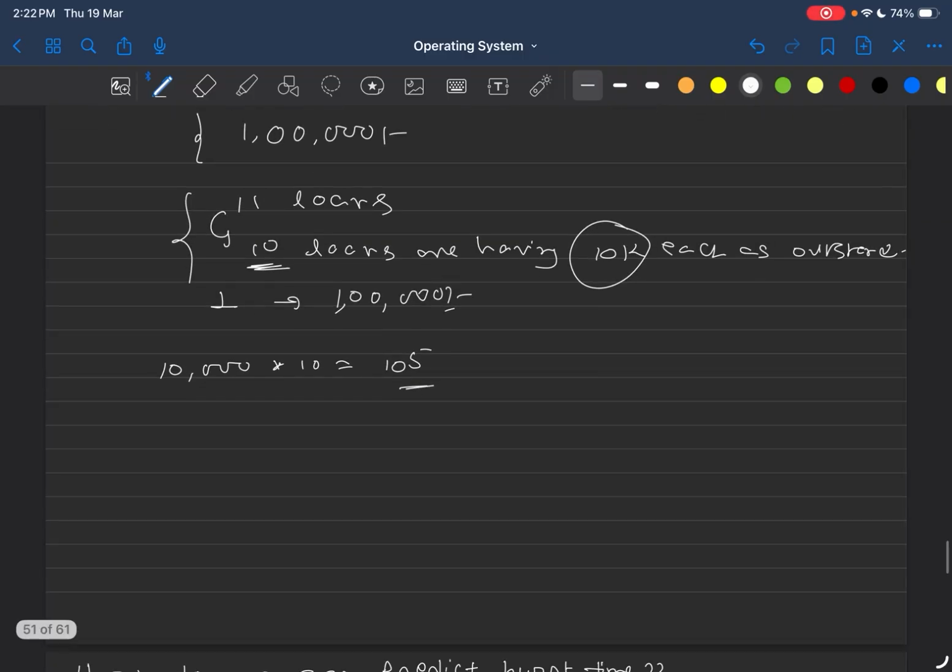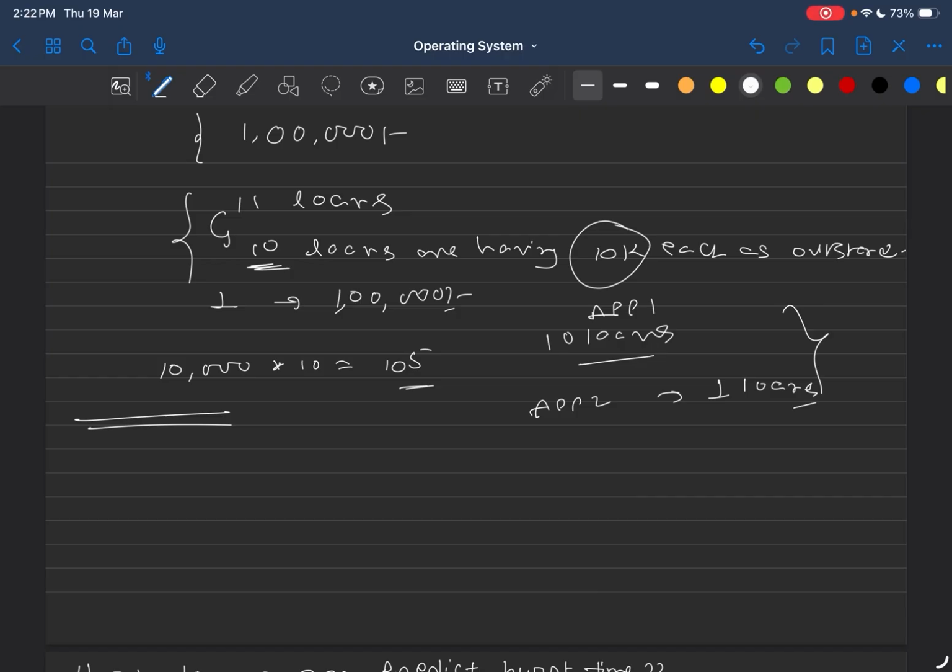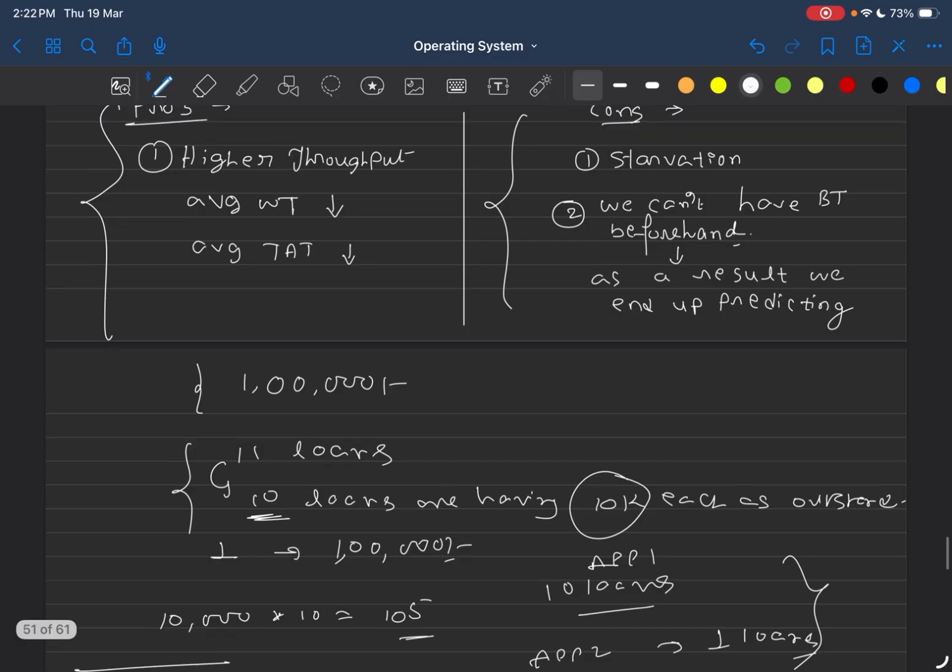Let's take approach 2. Approach 2 says I will finish the loans which have a higher outstanding balance. In that algorithm, using this 1 lakh rupees, you will finish the loan where the outstanding is itself 1 lakh rupees. So using the same amount, you have finished only one loan. Here you finished 10 loans in approach 1, and in approach 2 you finished 1 loan, using the same amount of money, that is 1 lakh rupees.